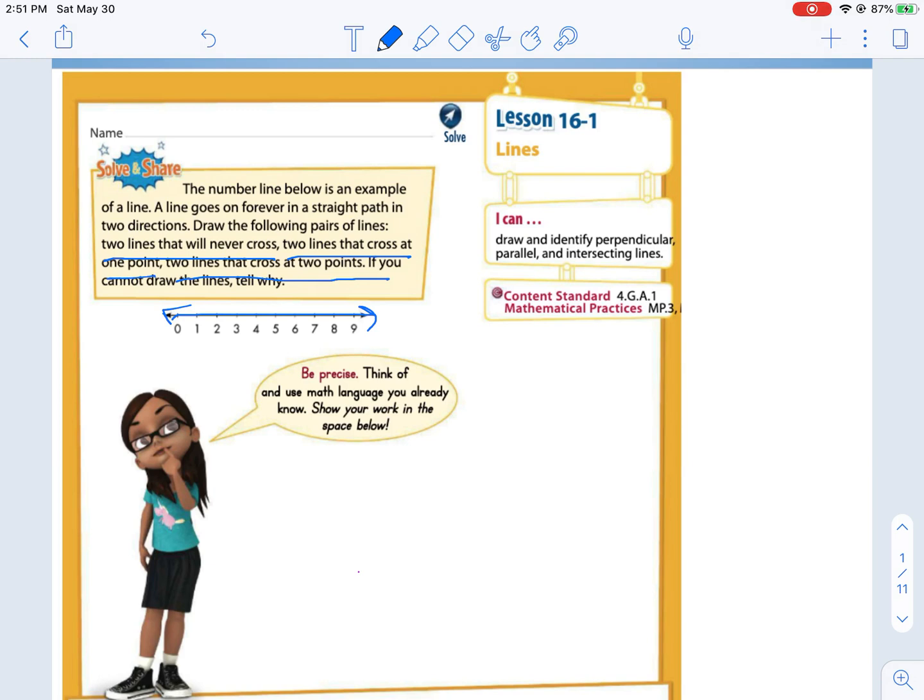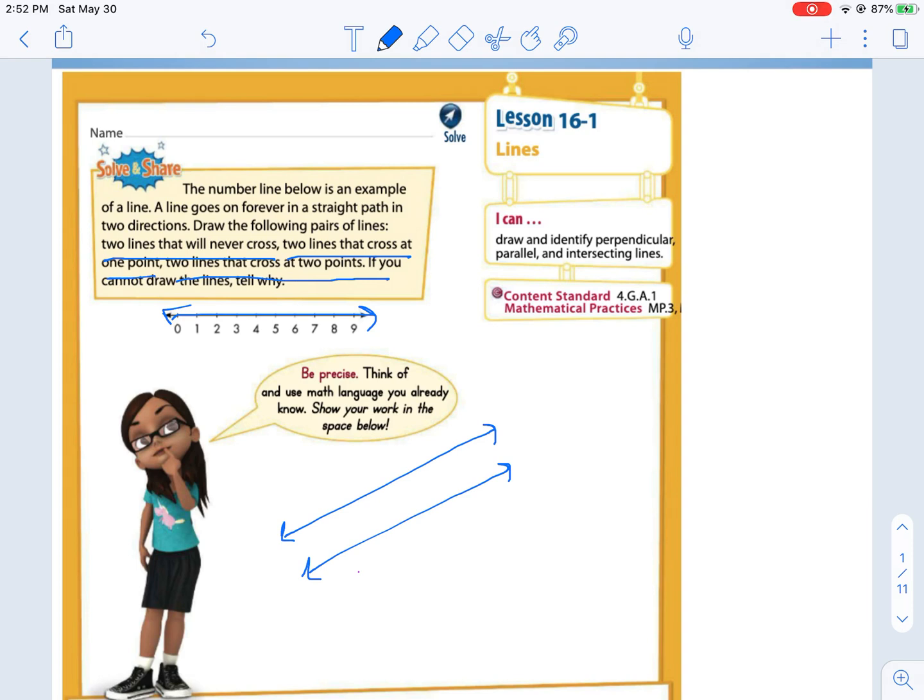Okay, if you came back, that means you tried it, or you're just wanting to see it, and that's fine too. The first one says two lines that never cross. There's one of my lines, and it's straight. And then here's another line. And these lines, since they go on forever, will never cross. So these are called parallel lines. Parallel lines never cross.